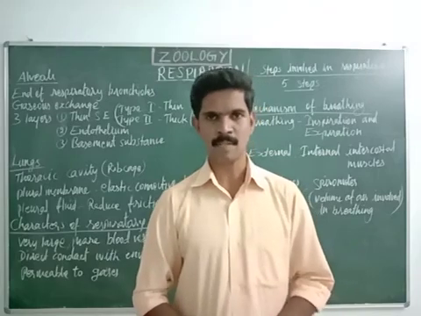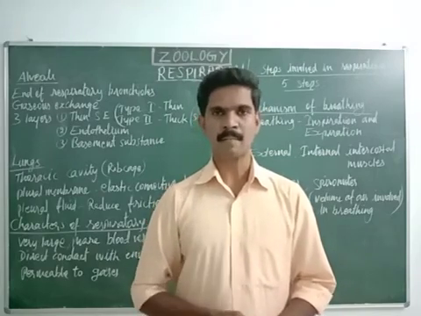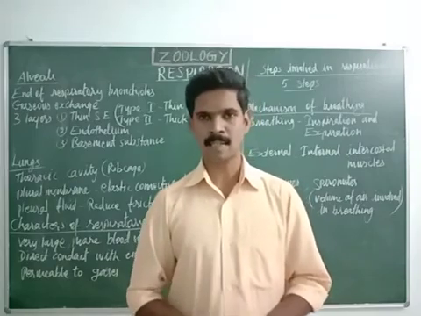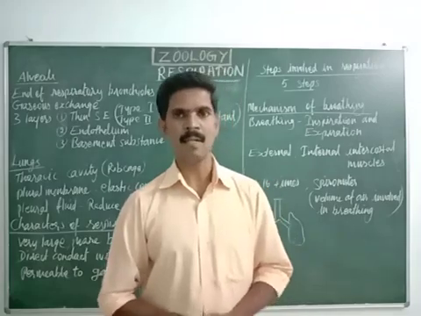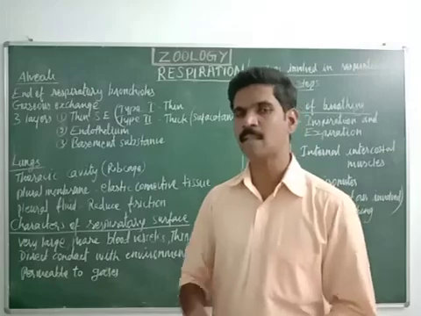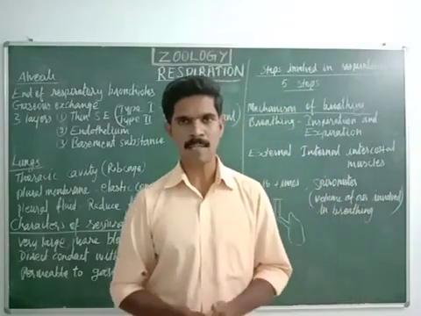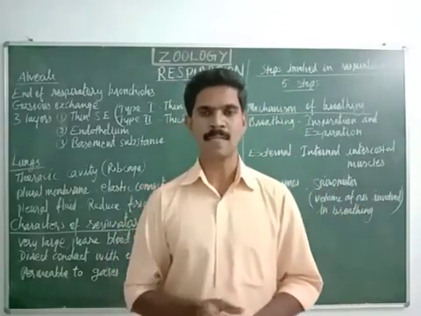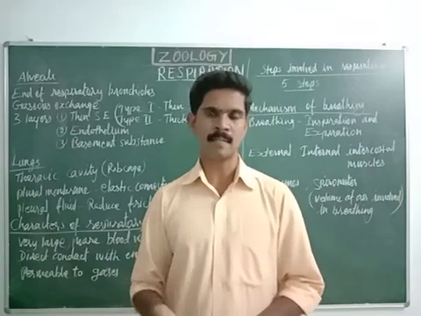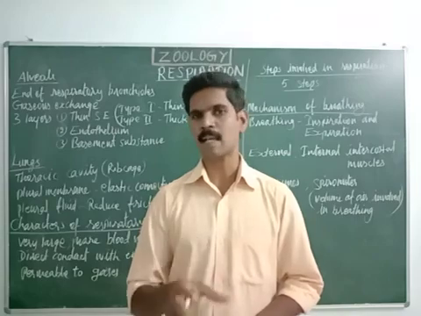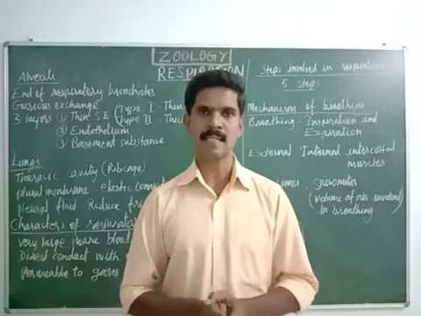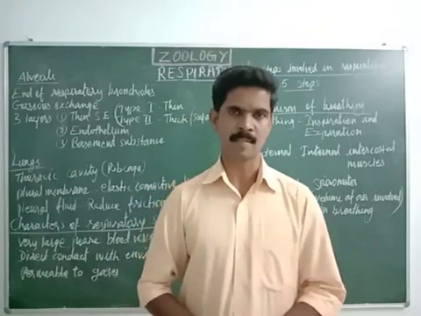Listen very carefully, dear friends. At the end of the respiratory bronchioles, a large number of thin-walled sac-like structures are there. These are called alveoli. Now we have completed the location of the alveoli. Then the functions of the alveoli: alveoli act as the major site for gas exchange. Gases like carbon dioxide and oxygen are both exchanged inside the alveoli, so the alveoli are the gaseous exchange part of our respiratory system.